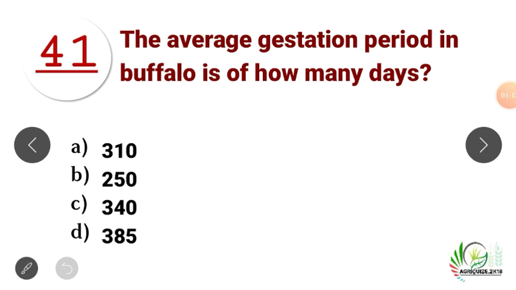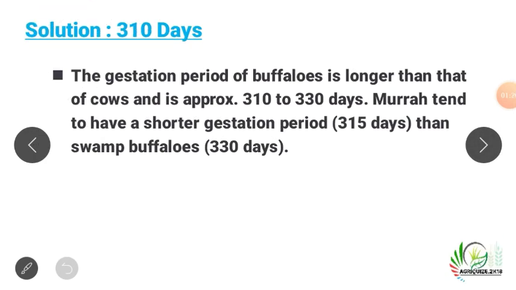Question 41. The average gestation period in buffalo is how many days? Option A, 310 days. The gestation period of buffalo is longer than that of cows, approximately 310 to 330 days. Murrah tend to have a shorter gestation period of 315 days than swamp buffalo, 333 days.